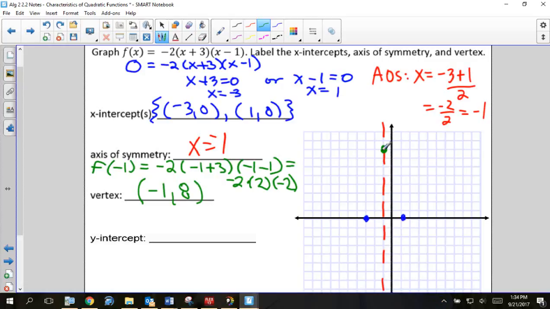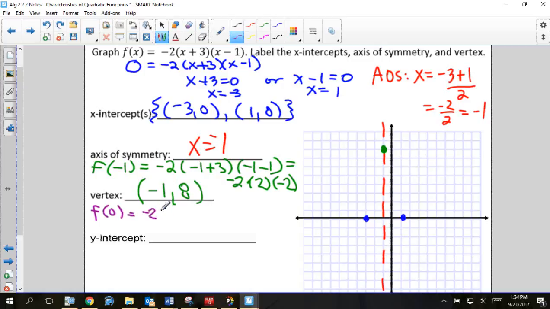Am I done graphing? Oh no, I'm not done graphing it. Because I still have to find what? There's still another blank in my y-intercept. How do you find the y-intercept? Make x equal to 0. So we do f of 0.